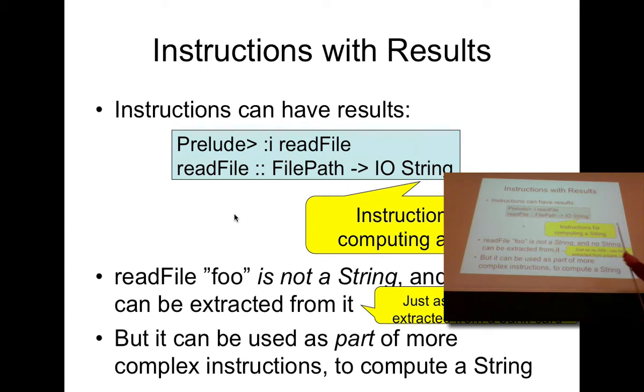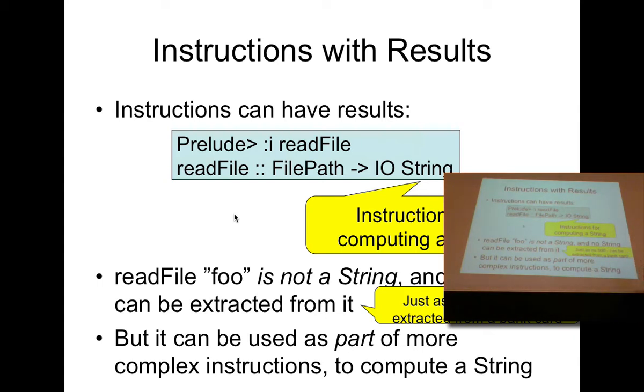Okay, so if, as in this case, we have some instructions which can produce a string, the question is, how do we get the string out of the result of this I/O? And the answer is you can't. There's no function in Haskell, in pure Haskell, which will take something of type I/O string and give you back the string that was in the I/O.